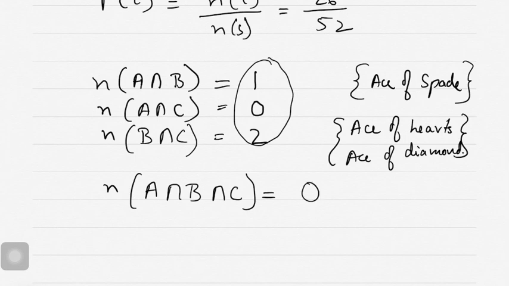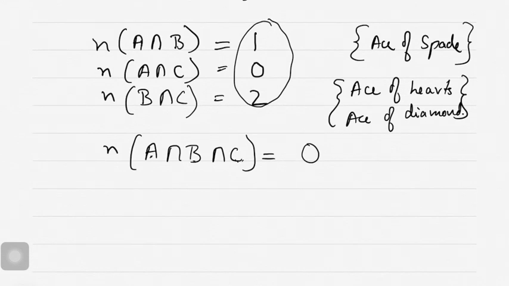If any one of these is 0, then this is also 0, because there is no card which is A as well as C, which is spade as well as red. So there is no common card which is spade, which is ace as well as red. So there is no card which is common to all the three events, right?